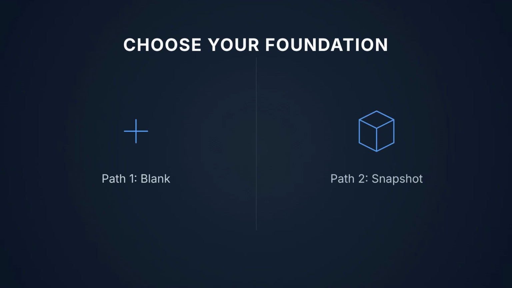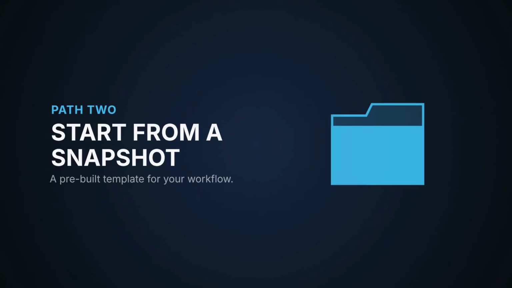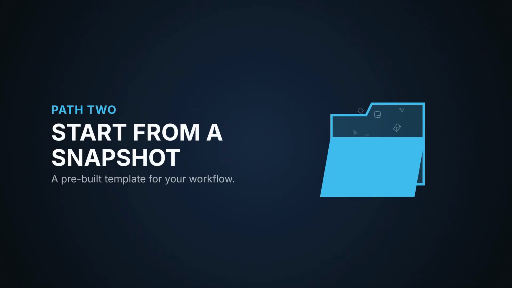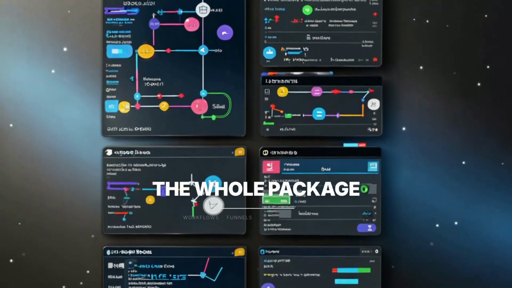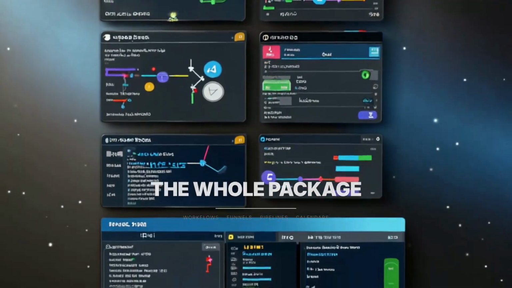Path 1, start blank, build everything from scratch. Path 2, start from a snapshot. A snapshot is a pre-built template. All the workflows, funnels, pipelines, calendars, the whole package. Deploy in one click. We're going to go deep on snapshots way later in this series because honestly, they're one of the most powerful features in the entire platform. But for today, we're starting blank, so you actually understand what's going on behind the scenes.